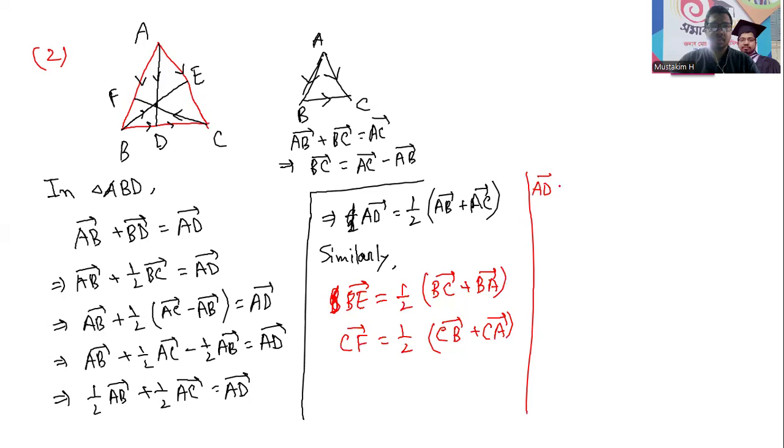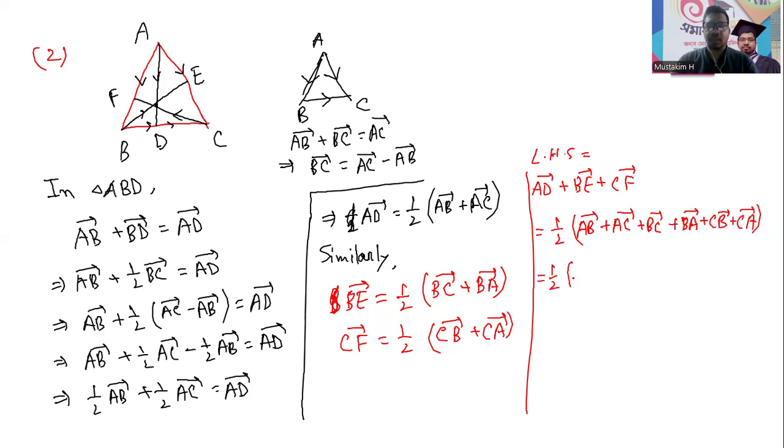So now AD vector plus BE vector plus CF vector, that is the LHS, equals half of, if we take half common, then half of AB plus AC plus BC plus BA plus CB plus CA.